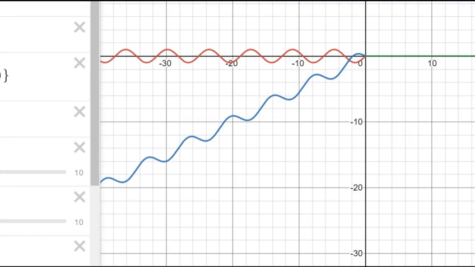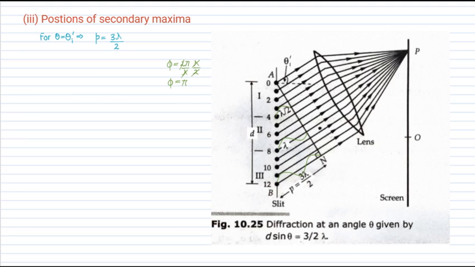Fine. So now consider the light coming from the third point. If the light has a path difference of lambda, what will be the phase difference? Do we follow the same step? The phase difference will be 2 pi by lambda times the path difference. Now in this case, how much is the path difference? Lambda. So substitute lambda here. This one and this one get cancelled. And how much is the phase difference? 2 pi.